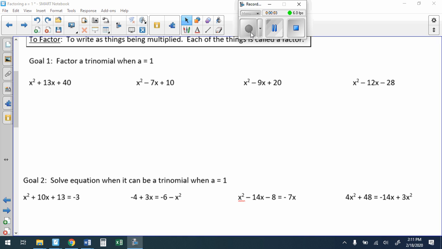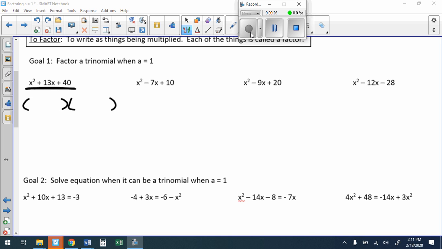So the goal of factoring is to write an expression as two things being multiplied together. With a trinomial, a three-termed quadratic, the idea is that we should be able to turn it into two binomials multiplied together. And to understand what we're doing, it's good to remember how to multiply binomials together.